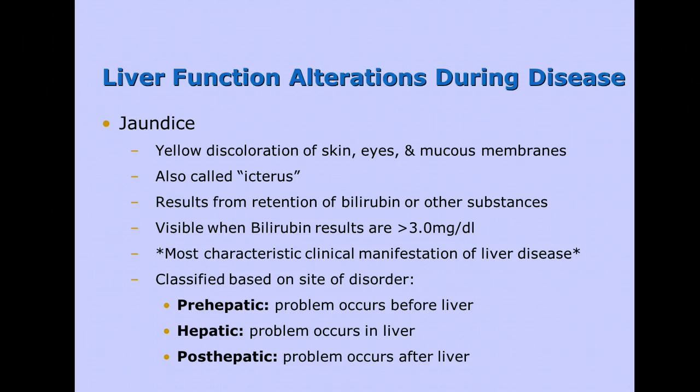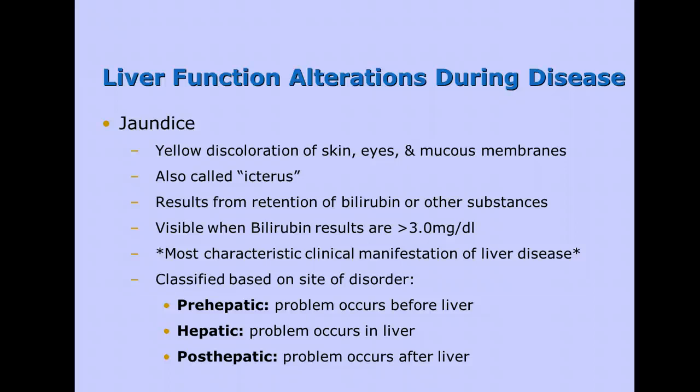Something you may have heard of before is jaundice. People with liver disease or things like hepatitis have a yellow discoloration of the skin, the eyes, and the mucous membranes. We call this icterus. And if we have somebody who has this situation, their blood sample, the serum, actually looks icteric, we call it. It's got kind of a yellowish-greenish tinge to it. This results from the retention of bilirubin or other substances. This usually becomes visible in somebody's skin when their bilirubin results are greater than 3 milligrams per deciliter. Having this jaundice is the most characteristic clinical manifestation of liver disease.